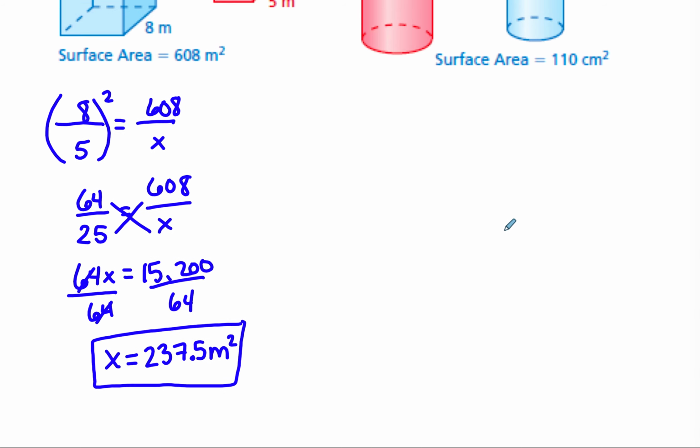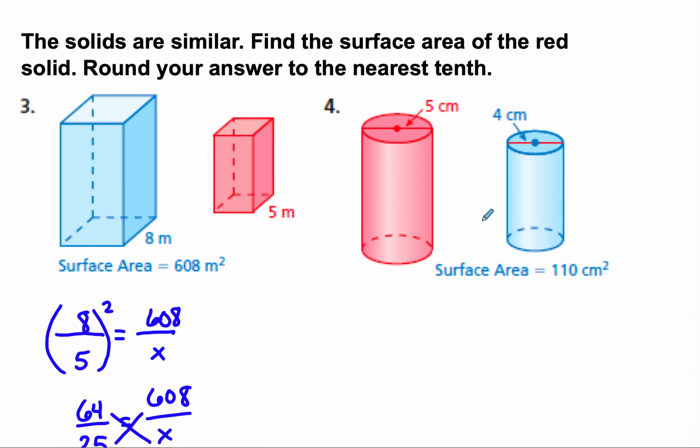All right, let's check our answers for number 4. Here they give me the diameter as my 2 side lengths to compare. My red shape is first visually, so I'm going to put it on the top side of my proportion. 5 over 4. This is a surface area problem, so it's going to need to be squared. Equals, I don't know what that surface area is. My blue one is 110.